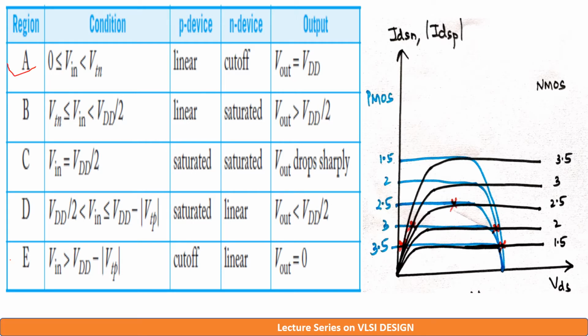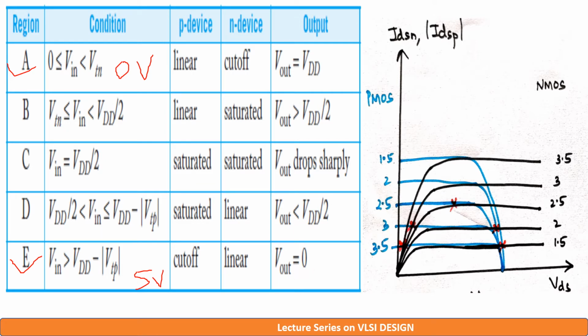Coming to region E, when Vin is 5 volt, the NMOS transistor will be in the on state, hence we say N operates in the linear region. PMOS will be in the off state, and we say PMOS operates in the cutoff region. And if input is 5 volt in region E, it means output will be 0.